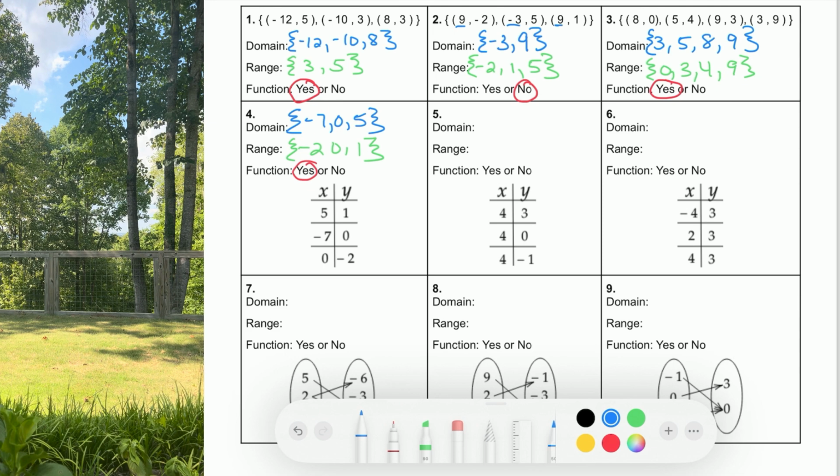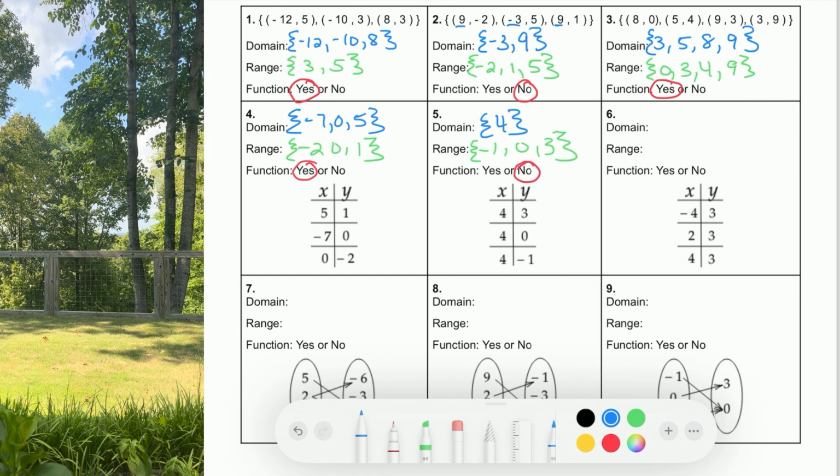Number 5, our domain is just a 4, because we don't list it multiple times. We only list it the one time that we see it. All right, range is going to be -1, 0, 3. Do any of our x values repeat? Yes, we only have one x value that's attached to all of those y values. It's the 4. We actually have it 3 times. So this is not a function.